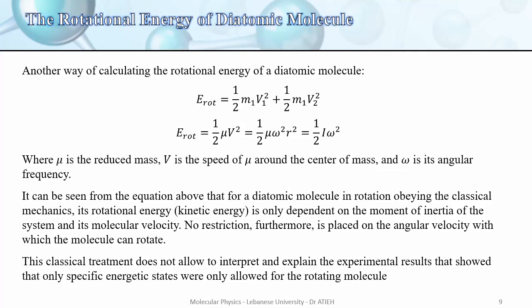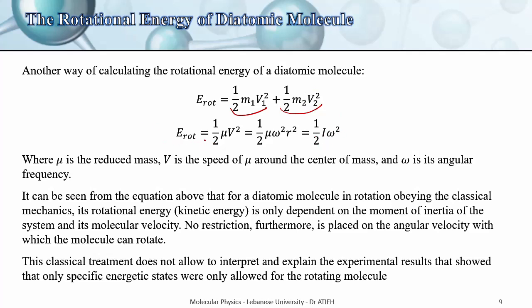There is another way to calculate the rotational energy of a diatomic molecule. Because we have two point particles, M1 and M2, rotating about an axis of rotation, we can calculate their energy as half M1 V1 squared plus half M2 V2 squared. You can work a little with this, substituting V1 with omega x1 and V2 with omega x2, and then you will arrive at the formula half I omega squared.